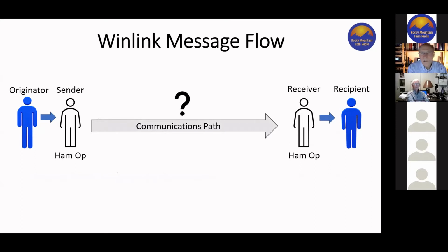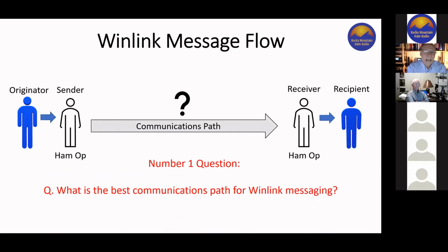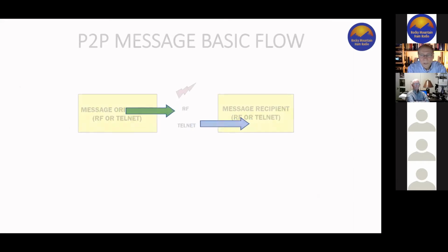So the big question mark is about that communications path. Great, you gave me a message, I've got to get it to this other person somewhere else. How am I going to make that happen? The number one question that you always have to start asking yourself at the beginning is, what is the best communications path for Winlink messaging? Pretty simple question, right? It's pretty obvious. And of course, the answer is it depends. And it depends on many, many factors. And we're going to talk about a few of those now.